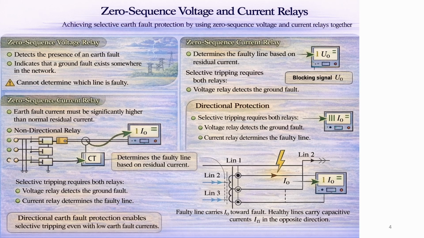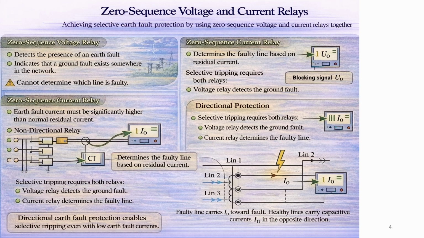To achieve selectivity, zero sequence current relays are required. Zero sequence current relays determine the faulty line by measuring residual current. These relays can be non-directional or directional. With non-directional zero sequence current relays, a key requirement applies. The earth fault current in the network must be clearly higher than the normal residual current. If this condition is met, the faulty line can be identified reliably.